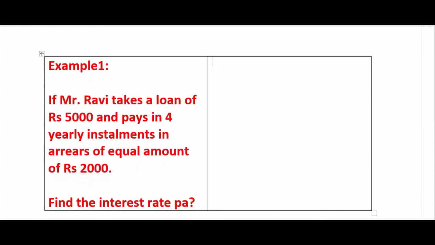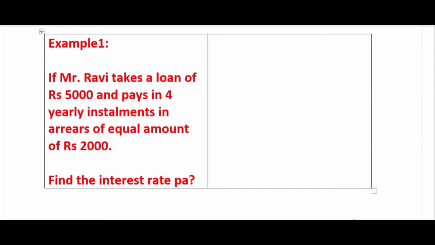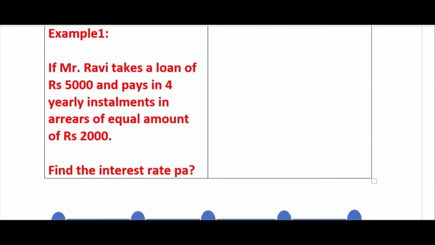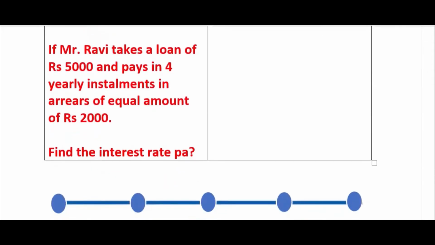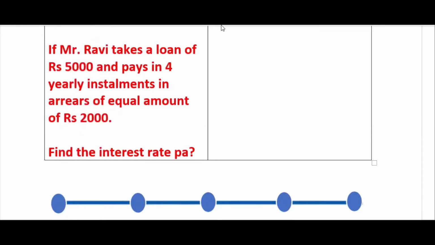Okay, so let me write the cash flows. These are called cash flows. We have an initial cash flow of 5,000 followed by 4 cash flows of 2,000. The initial cash flow is 5,000 and that's a positive cash flow. Okay, I can write here 5,000.